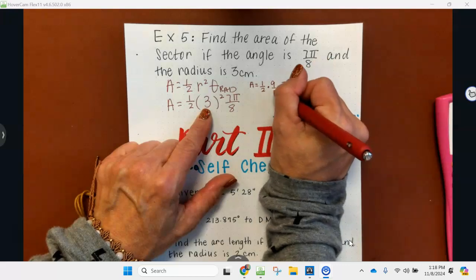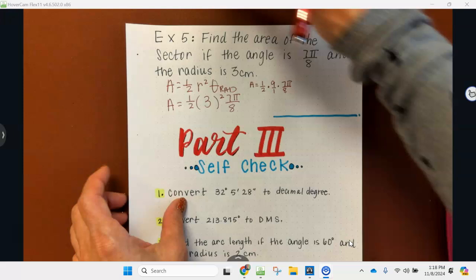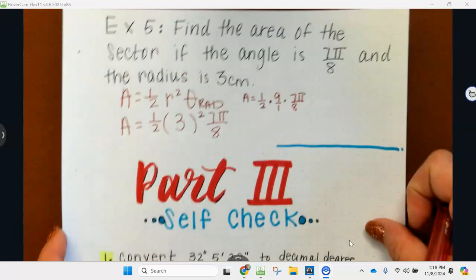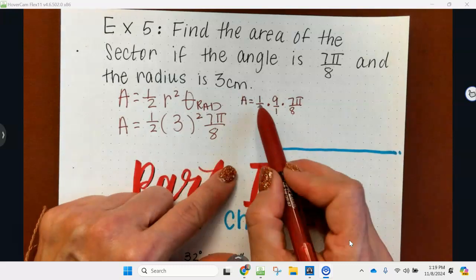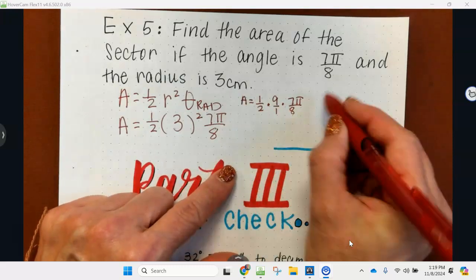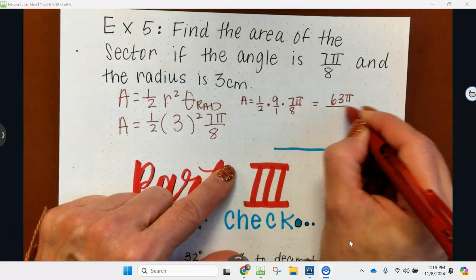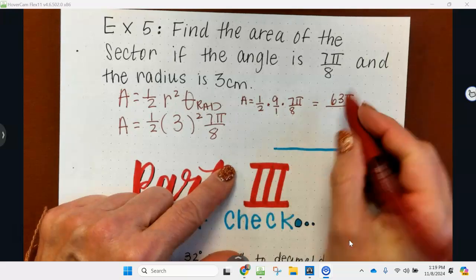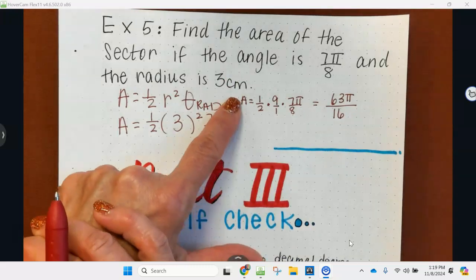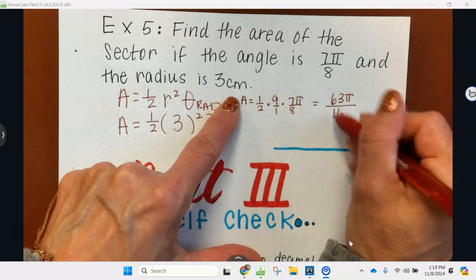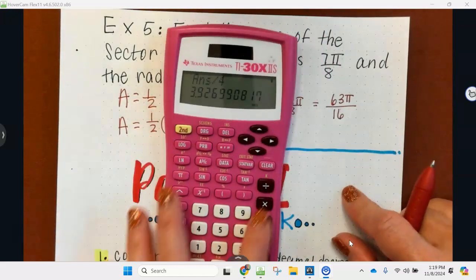And I can even put this 9 over 1. That way I can very clearly see that I need to multiply all of the numerators together and all of the denominators together. So 1 times 9 times 7 pi, that's going to be 63 pi. And 2 times 1 times 8, that's 16. Well, hold on. Let's see if this fraction can simplify.